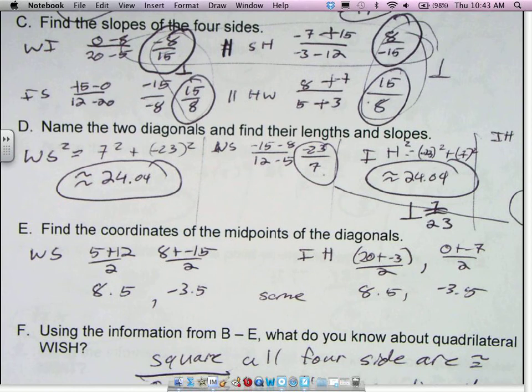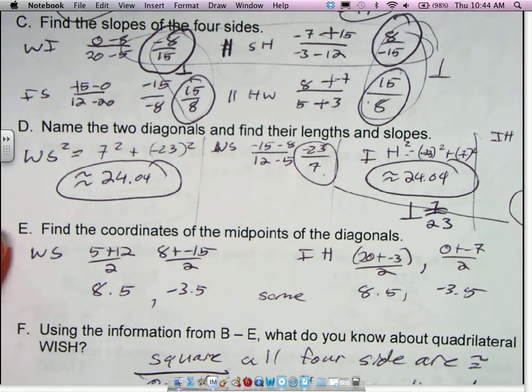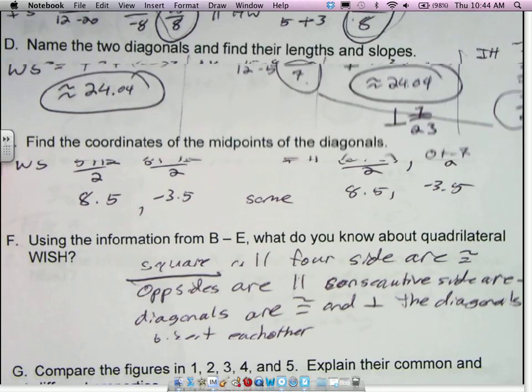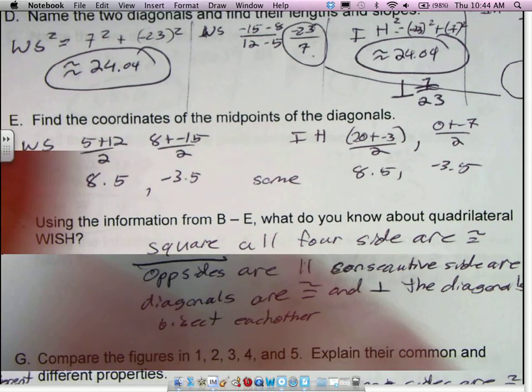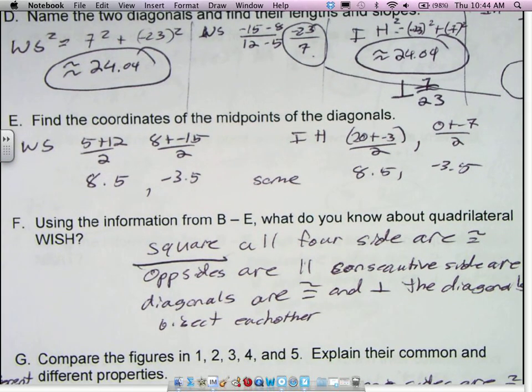Madison, I am always in your way. I'm sorry. All right, I am going to move it up so that we can see F. So C is going to get covered. I can repeat it for you. Yes, WS is 24.04, and WS's slope is negative 23 over 7. IH's length is 24.04, and its slope is 7 over 23.